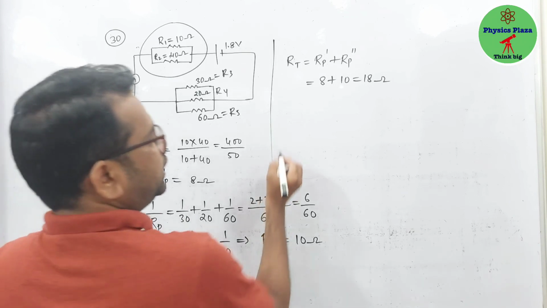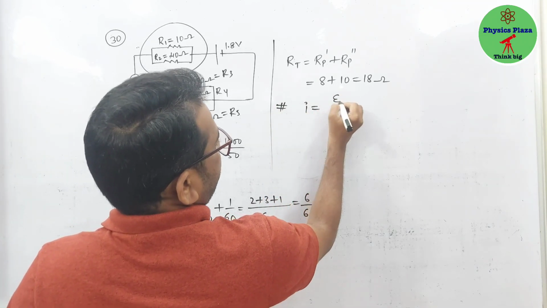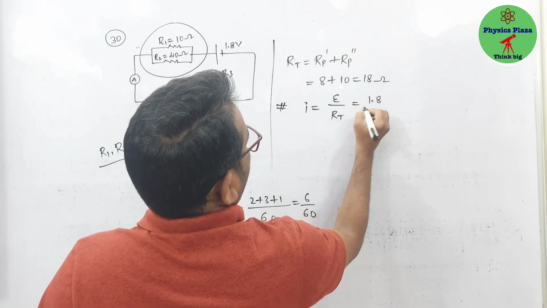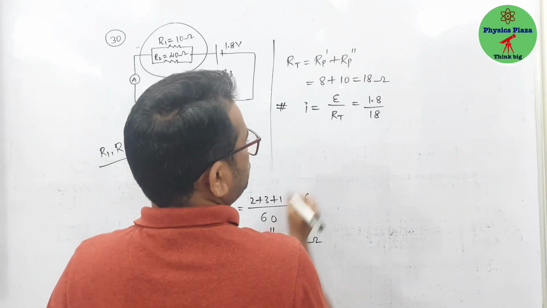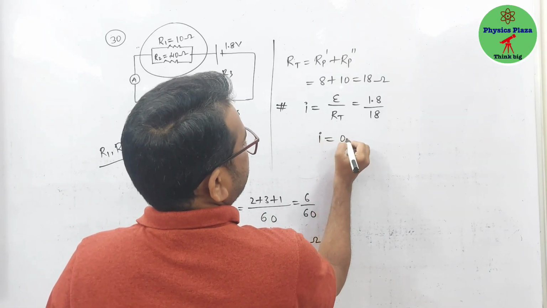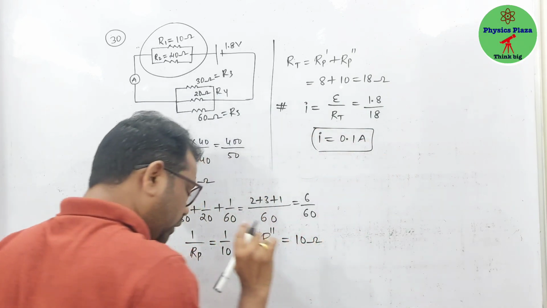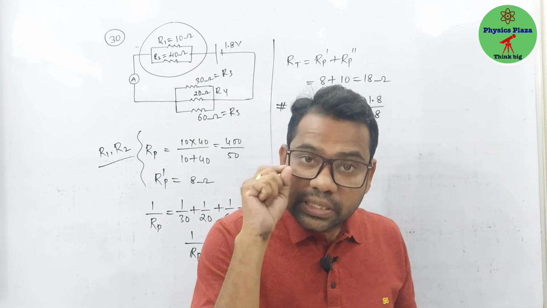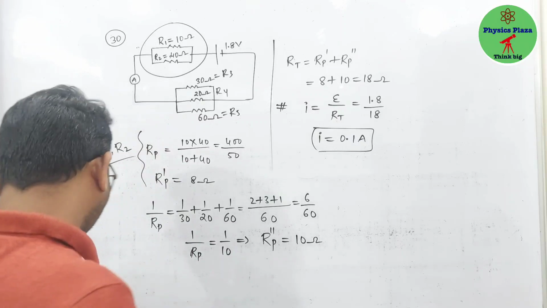Okay, fine. Now they are asking us to calculate the current. So current is equal to, we know, EMF by total resistance. EMF is given as 1.8, and total resistance is 18. So this will be 0.1 ampere. That's it, children. Whatever may be the circuit, the concept is important. How we are simplifying the circuit is important. Clear? Note this.